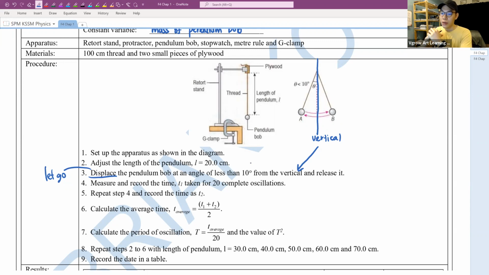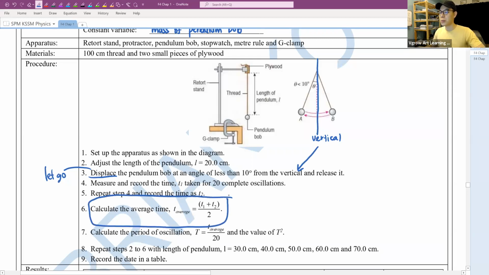Then after that, we will repeat step 4 again. That means we will release and measure one more time, and that one will be T2. We are doing the experiment 2 times because we need to find out the average value. If you do one time, maybe you make a small mistake. Then you do another time, maybe the result is better. We'll average out so that the value is not just based on one time, it's based on 2 times. So usually we take the average result.